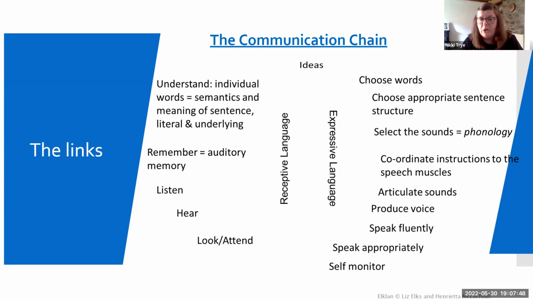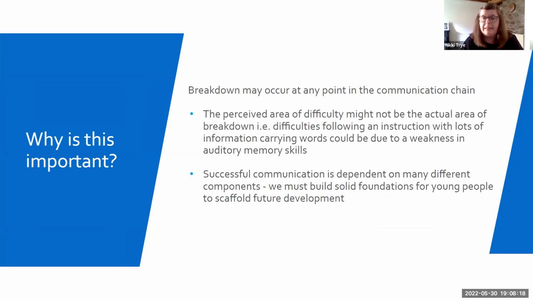So a young person could be having a really tricky time with either receptive or expressive language, and any one of these links could be missing. Often what's perceived as the difficulty that a young person may be having with communication, in terms of how they present, is not actually the missing link. So I think it's always good to have a diagram like this to go back to. I've got an example of it right now. Okay, so this young person was having difficulties with following verbal instructions, but actually that was due to a weakness within their auditory memory skills.